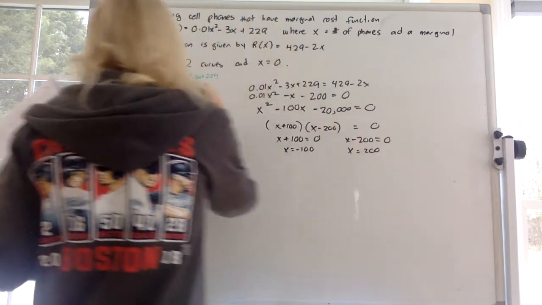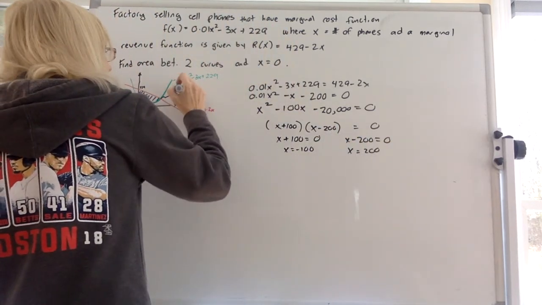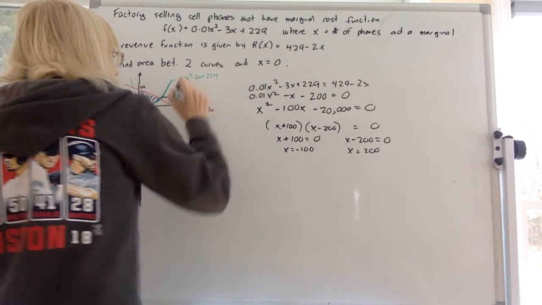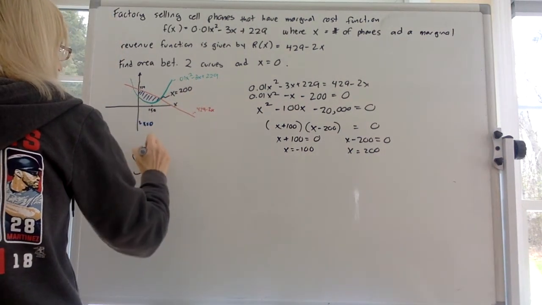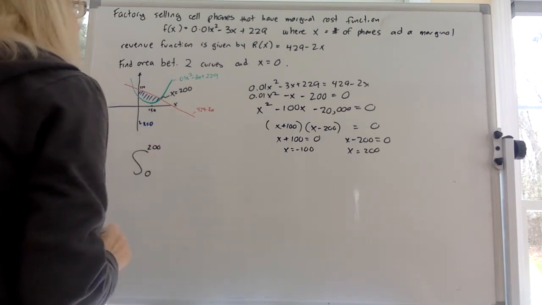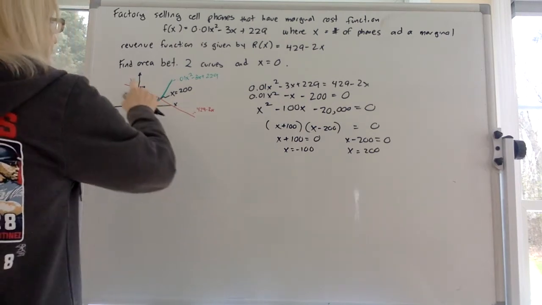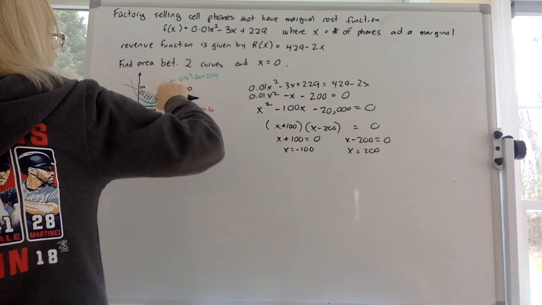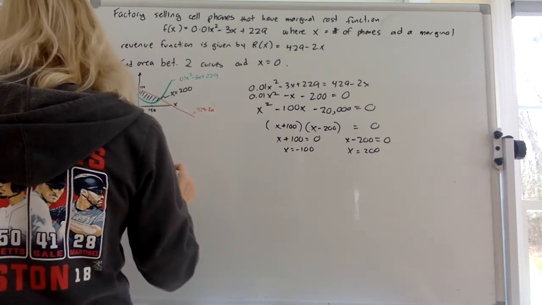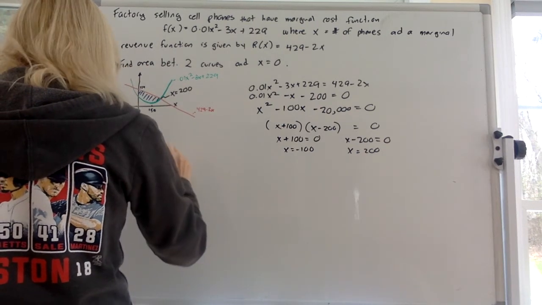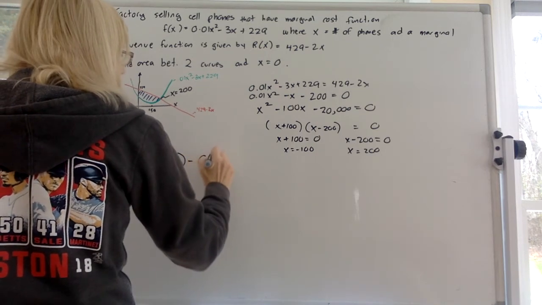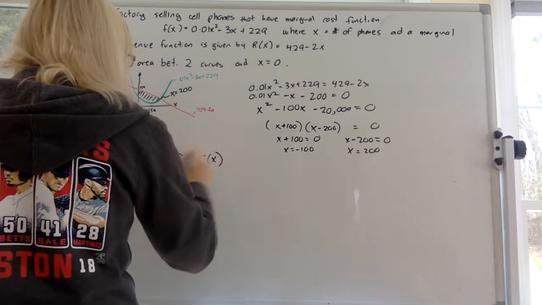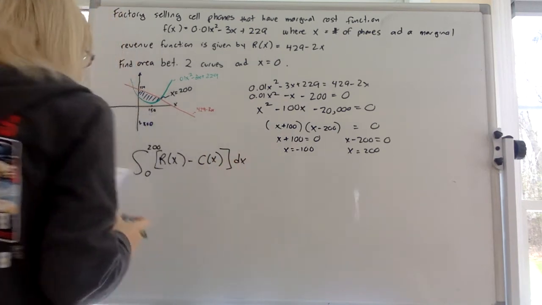So this has to be the 200, right? So this has to be the 200 there. So now we know what our limits of integration are. They go from 0 to 200. And what do we have to do? We have to subtract the line minus the parabola, right? So I can write it like this. The line is r of x, minus the cost. That's what we have to do.